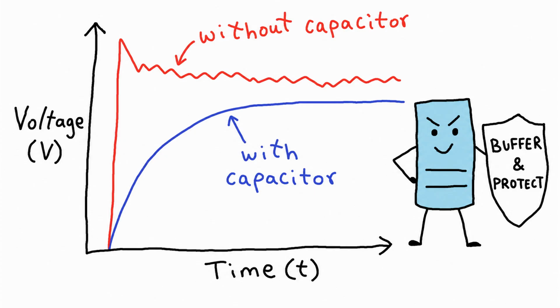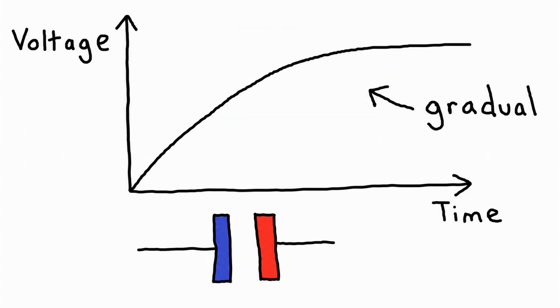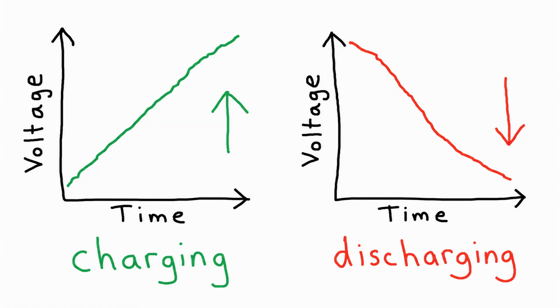The most important thing to remember is this: capacitors resist sudden changes in voltage. So instead of voltage changing instantly, the capacitor charges or discharges gradually. When a capacitor charges, its voltage rises over time. When it discharges, its voltage falls over time.